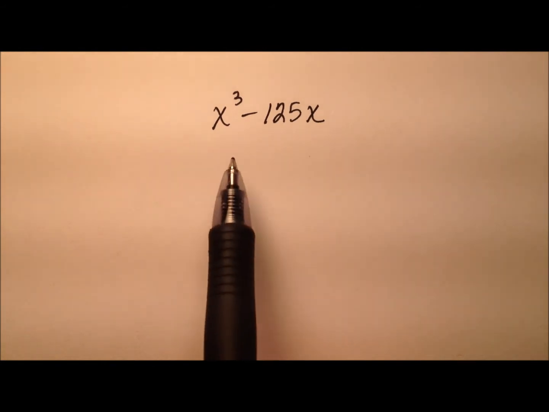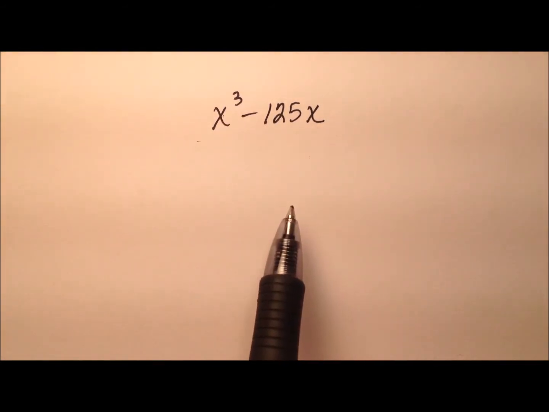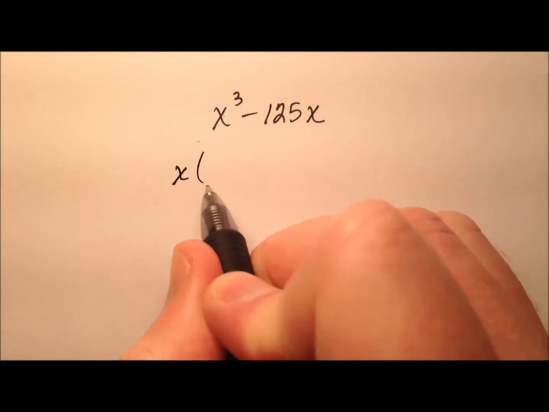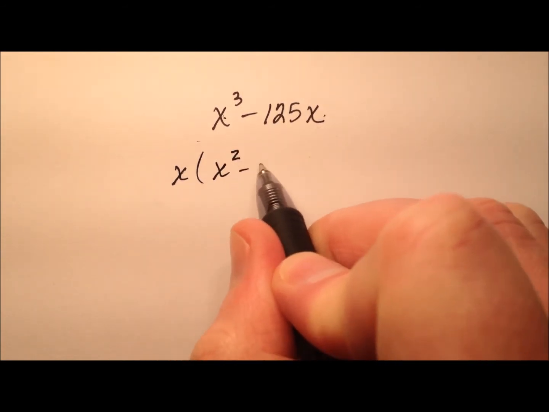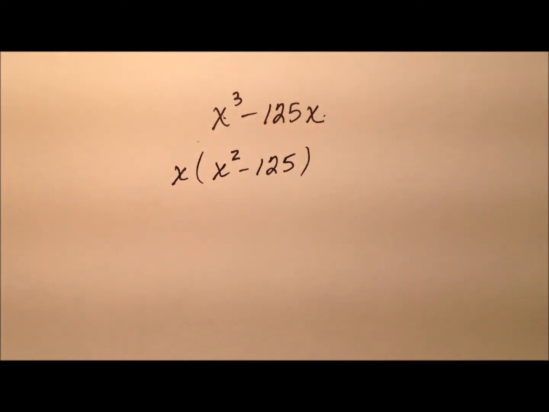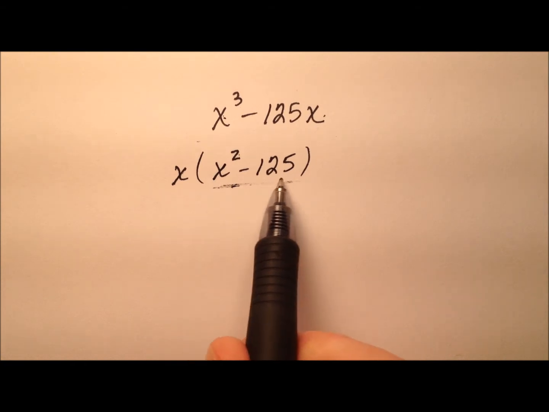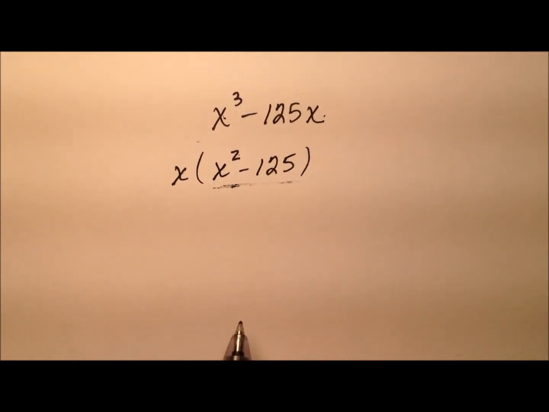In this example, we're going to factor this algebraic expression, x cubed minus 125x. So the first thing I notice right away is that I can factor out the greatest common factor of just x, and I'll be left with x squared minus 125. Well, this kind of looks like the difference of squares here because x squared is a perfect square, but the problem is 125 is not a perfect square.